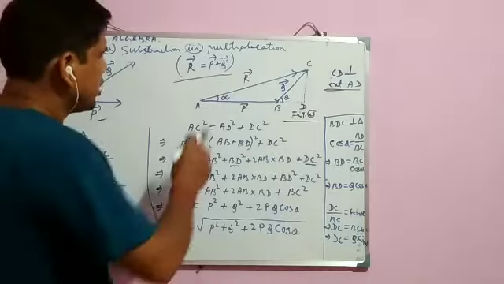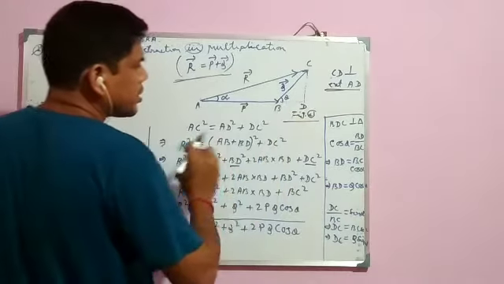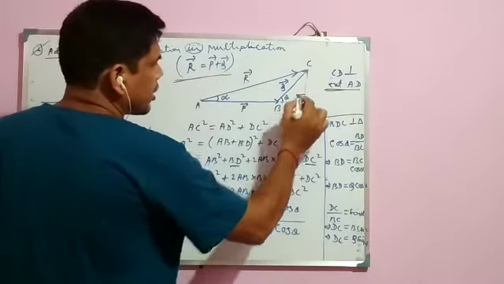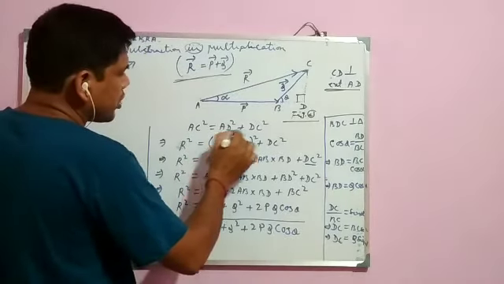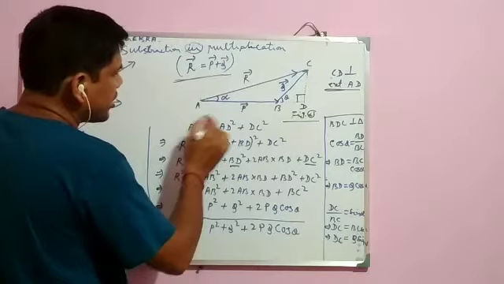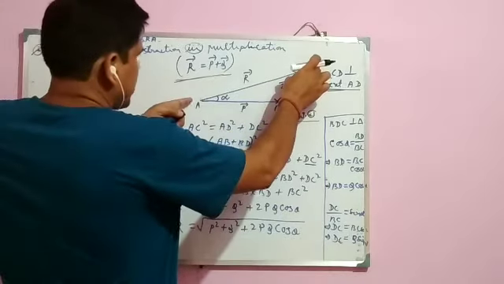Now ADC is a right angle triangle. This angle is 90 degrees. So we can apply the Pythagoras theorem. So AC square equals AD square plus DC square. Now AC we have taken as R.